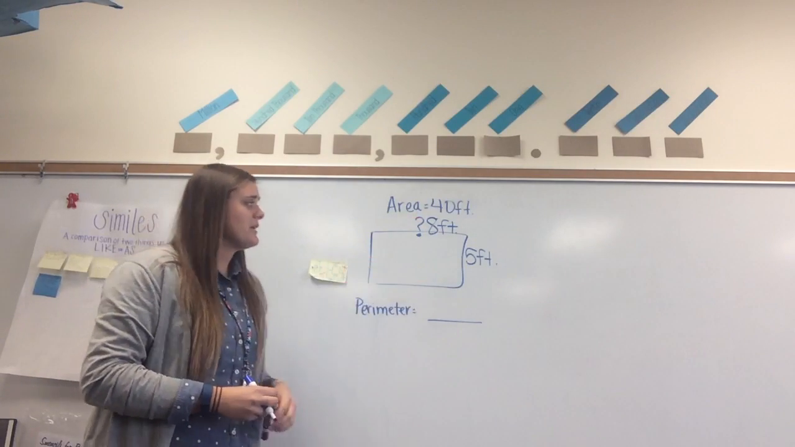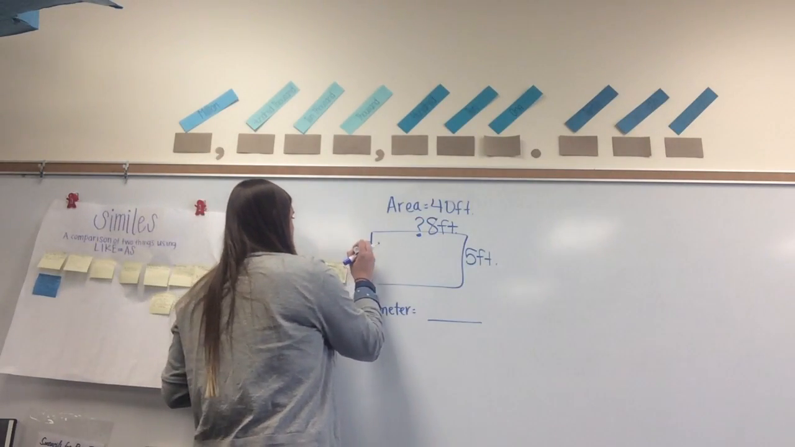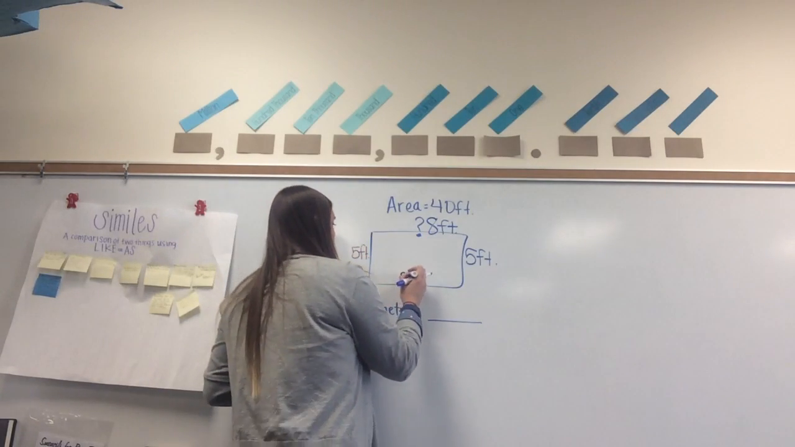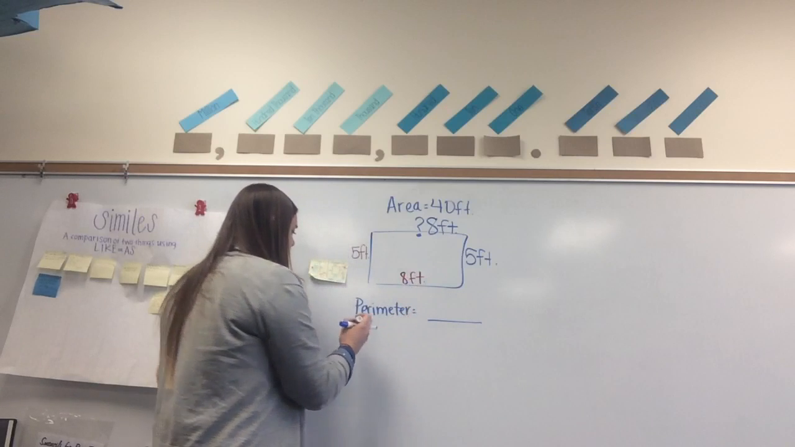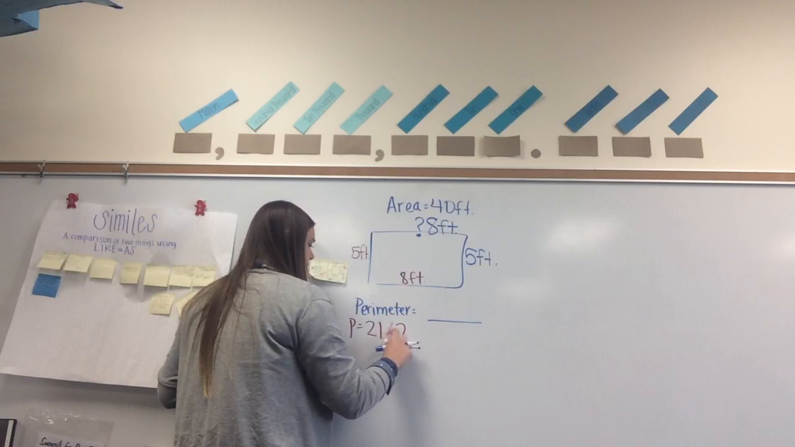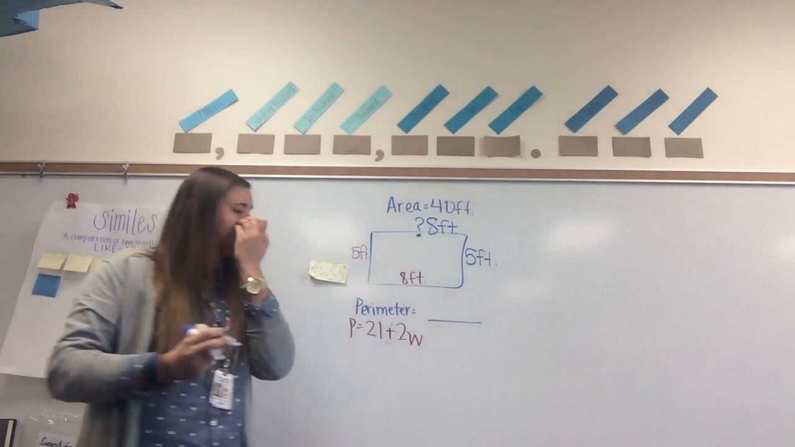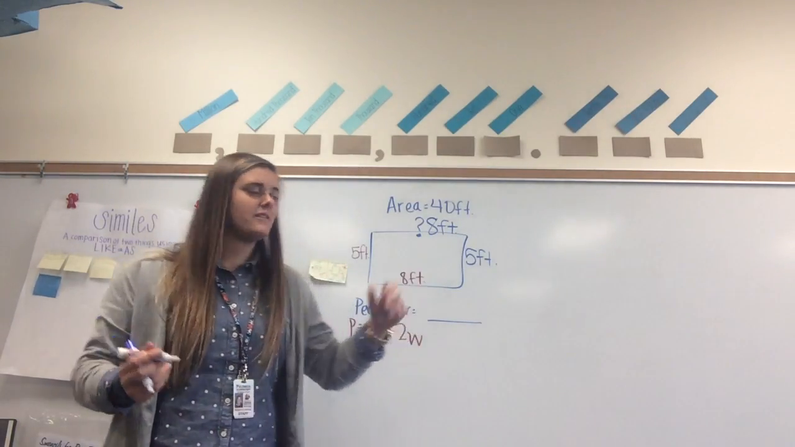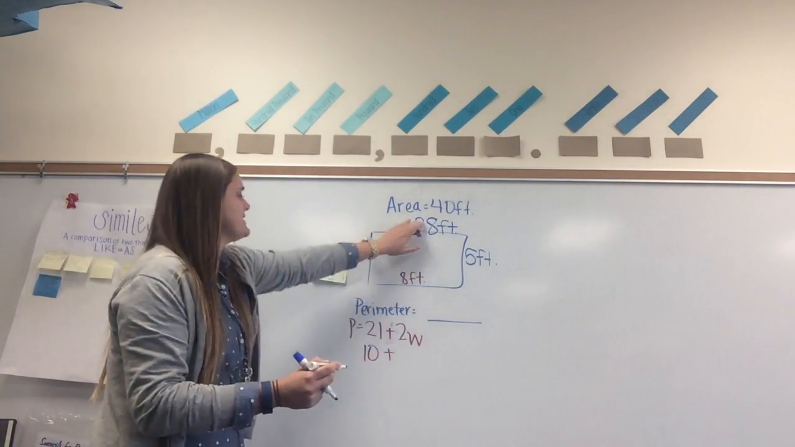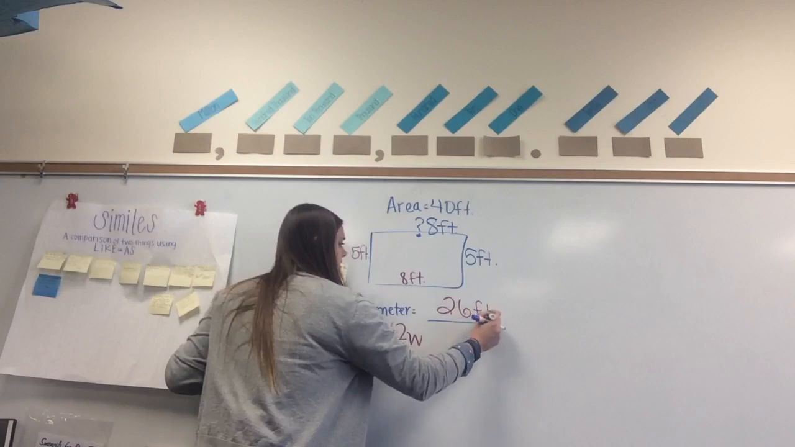Now when we wanted to find the perimeter, you guys also knew that since this side is 5 feet, then this side has to be 5 feet. If this side is 8 feet, this side also has to be 8 feet. For perimeter, the formula for perimeter is a little weird. It's 2L plus 2W. And what that's saying is you need to double the length and double the width. So 5 plus 5 is 10, plus 8 plus 8, which is 16. So our perimeter is 26 feet.